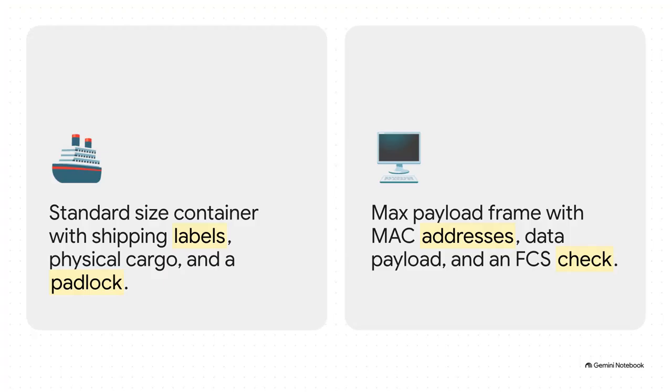Just like a physical container has a standard steel size, our Ethernet frame has a strict max 1500 byte payload limit. The physical to and from shipping labels, those are exactly what your MAC addresses do. Your physical cargo is your data payload. And that heavy-duty security padlock on the container doors? Yep, that is your FCS with its CRC check, making sure absolutely no one messed with your stuff along the way.